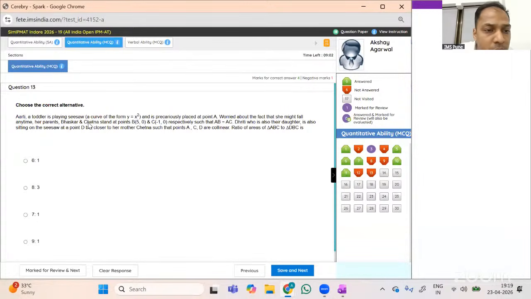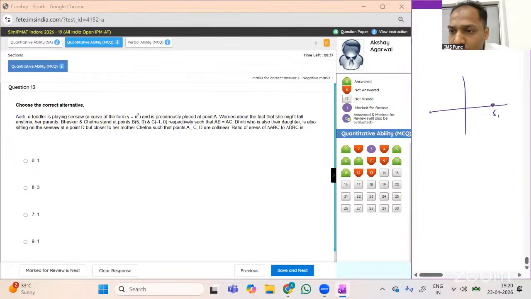A toddler is playing on a seesaw curve of the form y equal to, and it's precariously placed at point A. Worried about the fact that she might fall anytime. Wrong seesaw. Parents stand at 5, 0 and minus 1, 0. And this girl is along this curve.